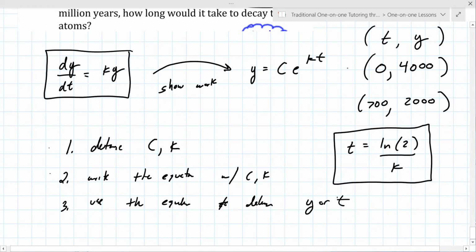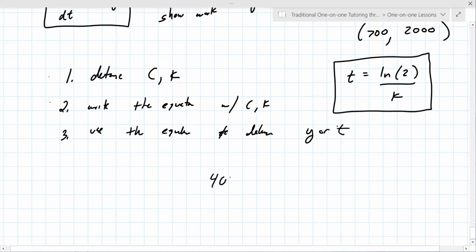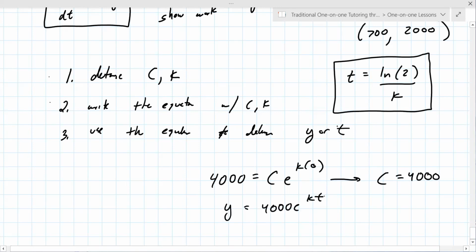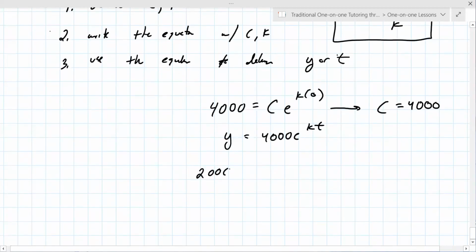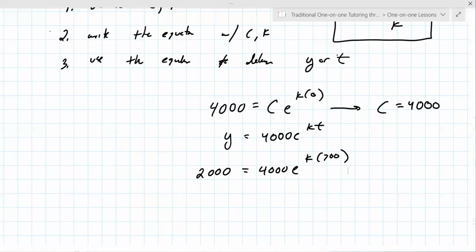Use the first equation and you get 4,000 equals C e to the K times 0. That produces C equals 4,000. So when you get C, you just immediately use it: y equals 4,000 e to the kt. And then we use that second point, 700 comma 2,000: 2,000 equals 4,000 e to the k times 700.